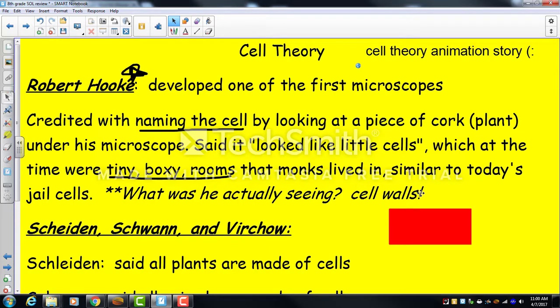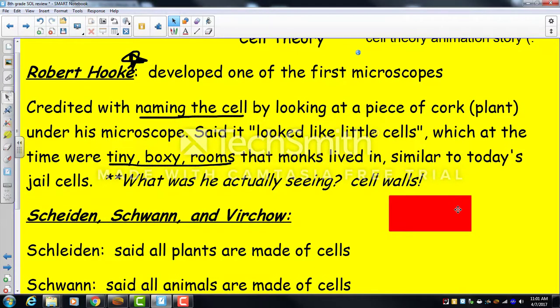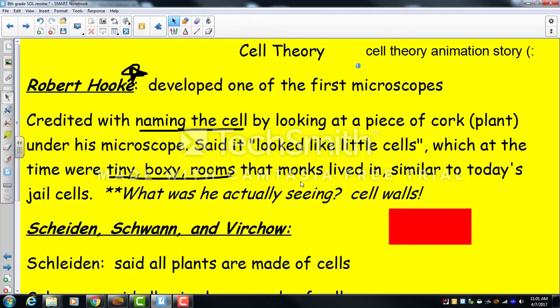Last year, you looked under a microscope at an onion skin, and you could see all of the cell walls. So it's very similar to what Robert Hooke was looking at. So he is credited with actually giving us the name cell.